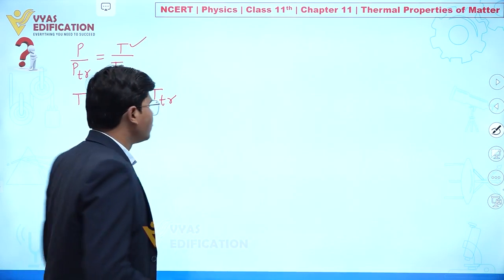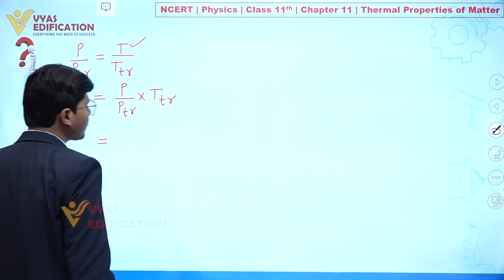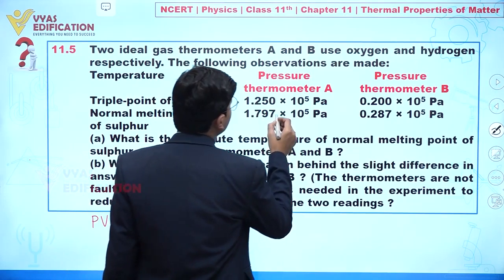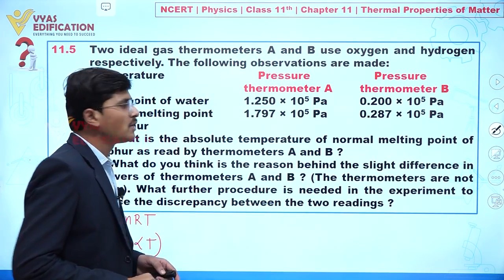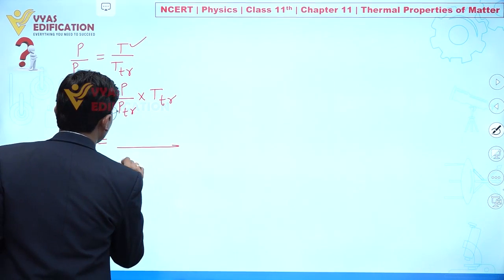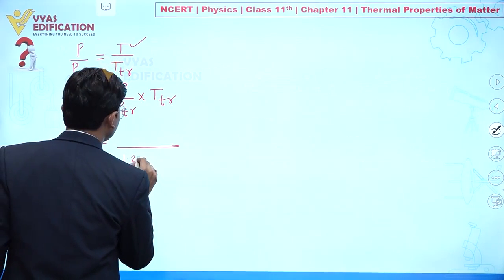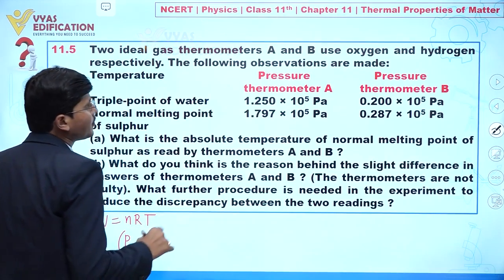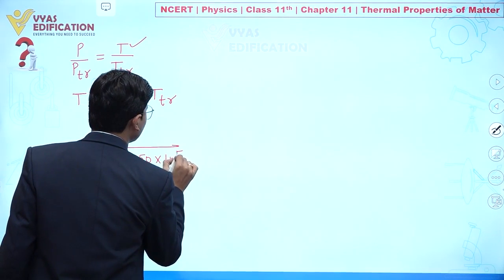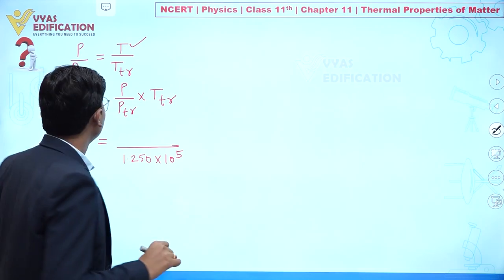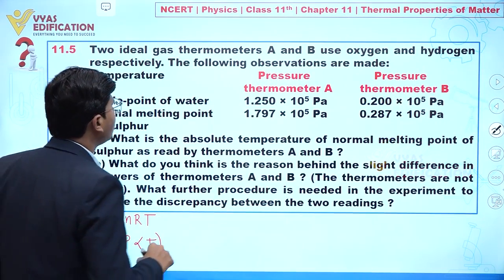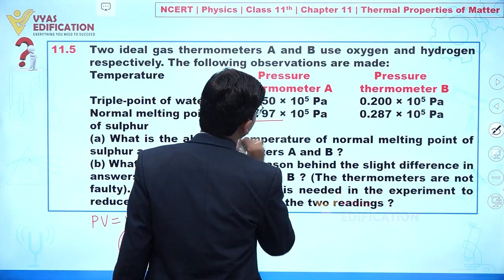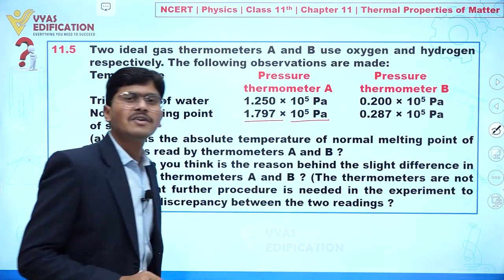Clear? Now if you concentrate here, the pressure at the triple point of water is given as 1.250 into 10 to the power 5. Clear? Now if you are talking about pressure, how can we utilize this pressure? Pressure is given, this is 1.797 into 10 to the power 5 Pascal.